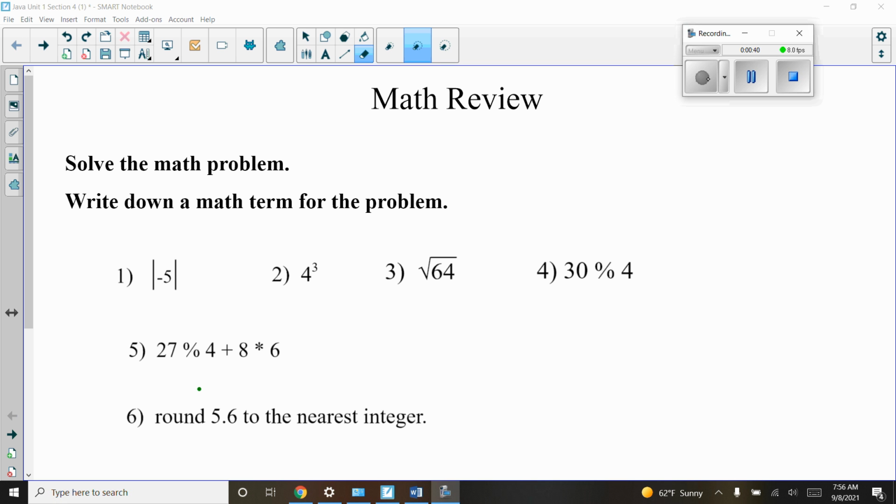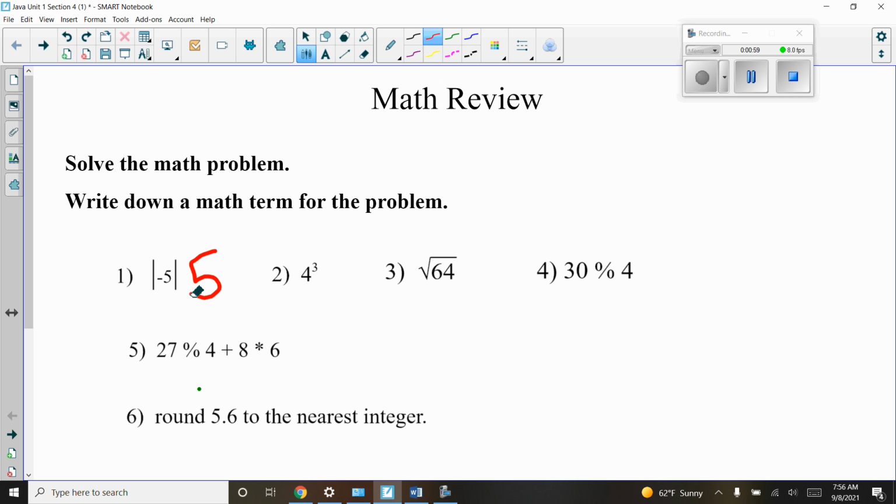So we look at number 1. We have absolute value. Remember from math class, absolute value is a distance from 0. So it's always positive because distance is always positive. So the absolute value of -5 is 5.